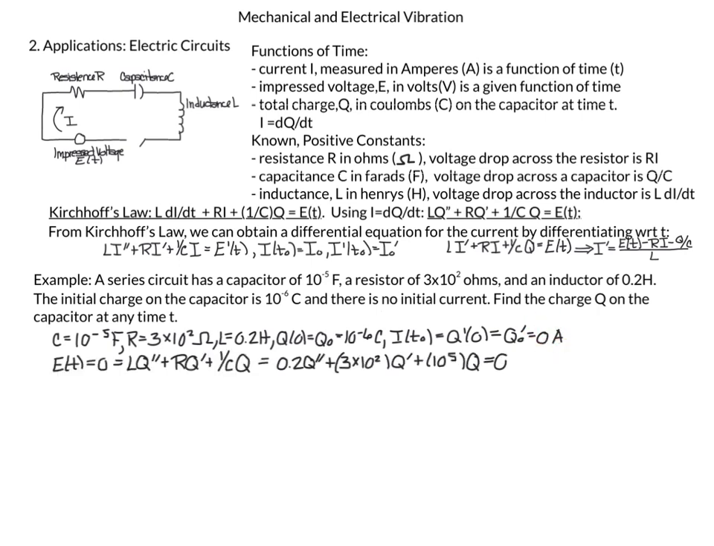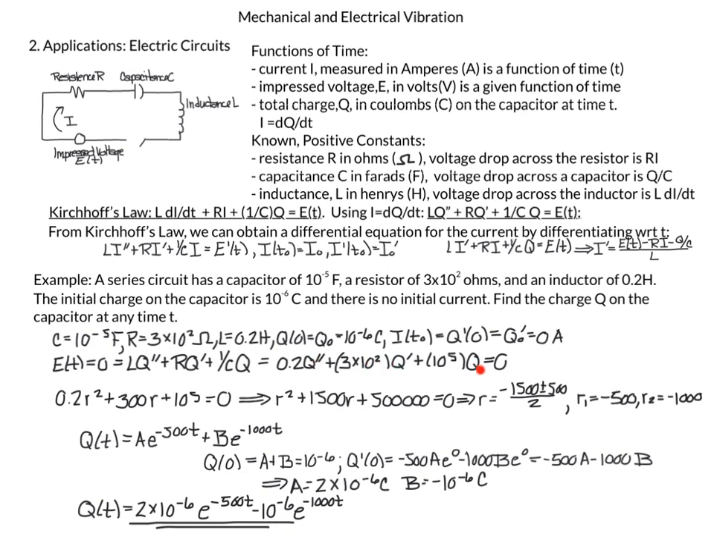So the impressed voltage E is equal to 0, and by Kirchhoff's law, LQ'' + RQ' + (1/C)Q = 0. So we have L, which is 0.2, Q'', plus R, which is 3 times 10 to the 2, Q', plus 1 over C, which is 10 to the 5th, Q, equal to 0. Now we have a second order differential equation.